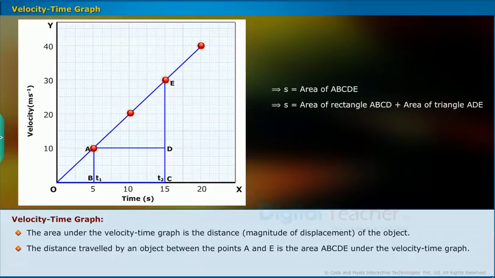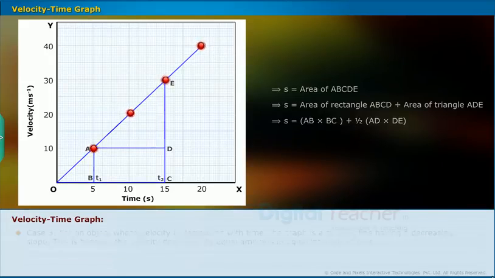This is S equals area of rectangle ABCD plus area of triangle ADE. Implies S equals AB into BC plus half into AD into DE.